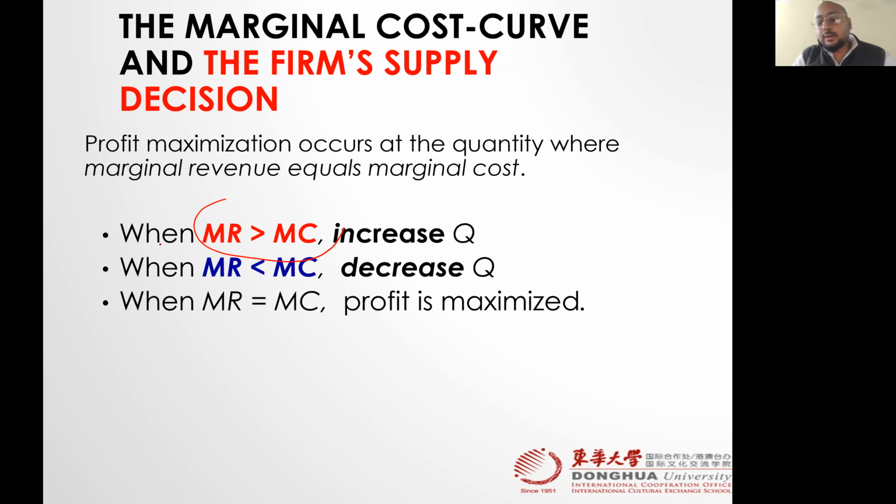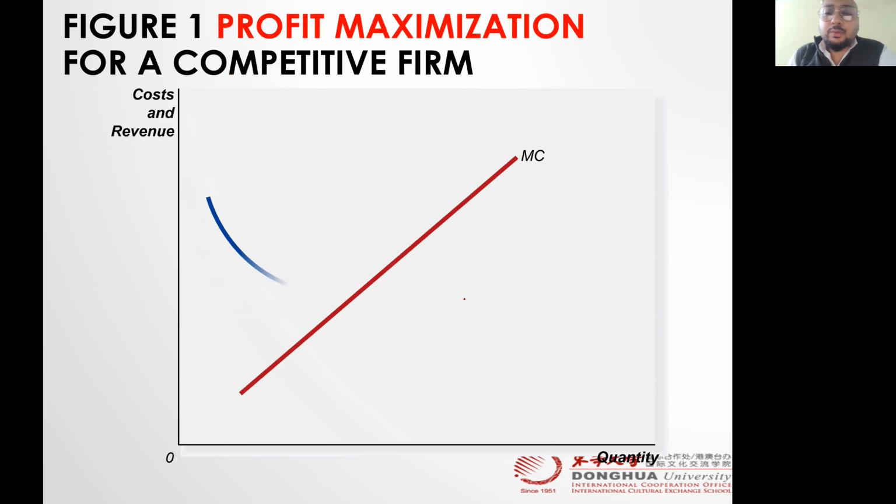If MR is greater than MC, increase production. What was the hint? Revenue greater than cost, increase production. And when revenue is less than cost, just add M beside: marginal revenue less than marginal cost, decrease production. If it is equal, remember you are at the profit maximized condition.